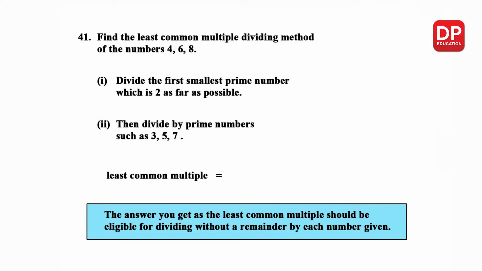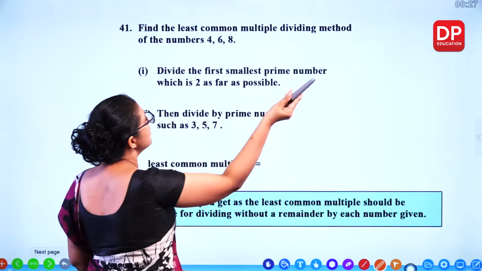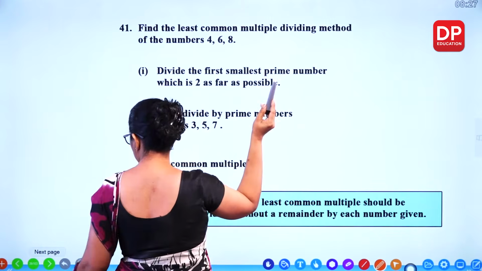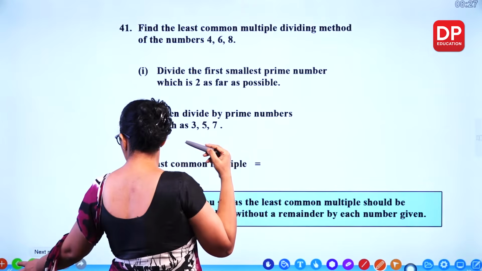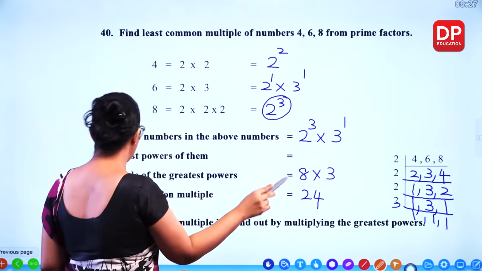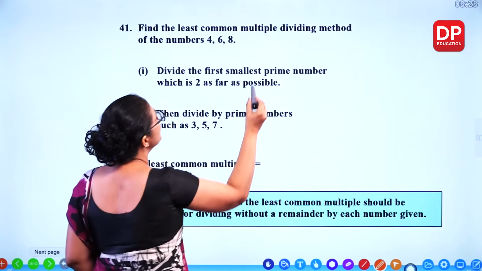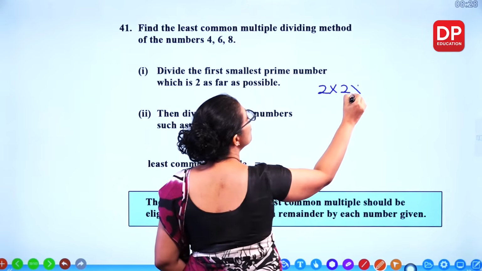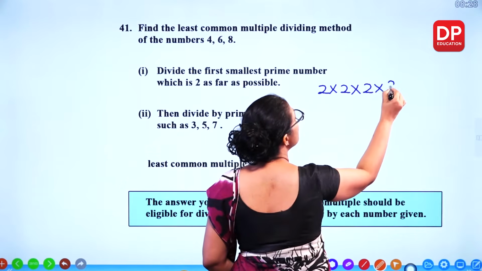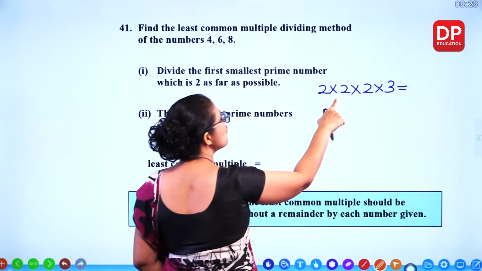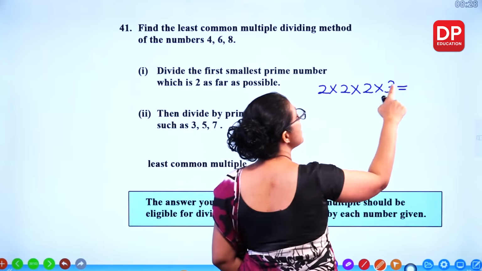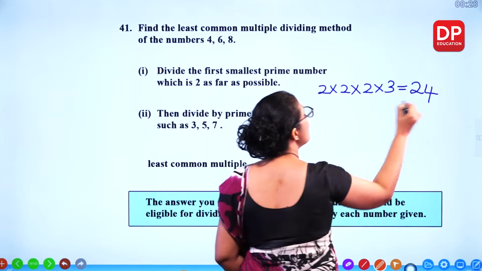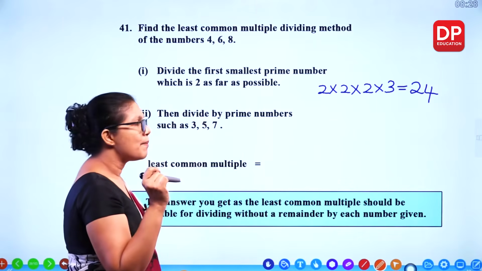Find the least common multiple, dividing method, of the numbers 4, 6, 8. So here, that's what I did before. So what are the numbers we got? 2, 2, 2, 3. So 2 times 2, 4, 4 times 2, 8, 8 times 3, 24 as the least common multiple.